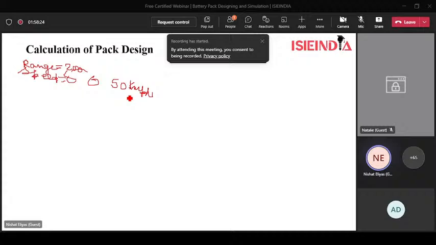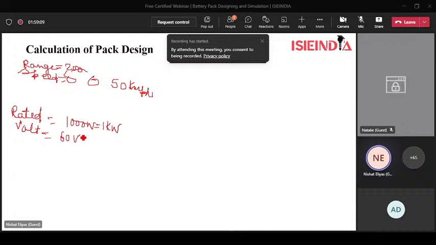Let us suppose that we have a motor which is rated 1000 watt, that is 1 kilowatt, and the operating voltage we consider as 60 volt. From here we will calculate how much current is required, that is, how much ampere hour is required by the vehicle if we have such a configuration.